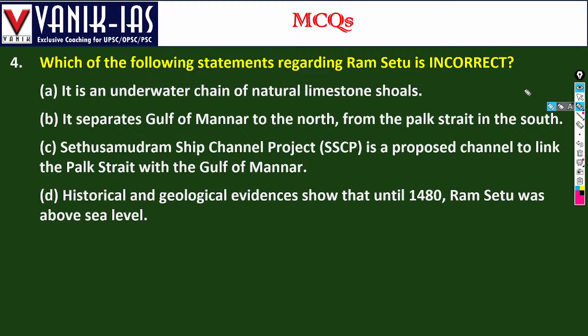The Sethusamudram Ship Channel Project, SSCP, is a proposed channel to link the Palk Strait and the Gulf of Mannar. Historical and geographical evidence shows that until 1480, Ram Setu was above sea level. So which of the following statements is incorrect? Statement B is incorrect because it joins the Gulf of Mannar and the Palk Strait in the south.